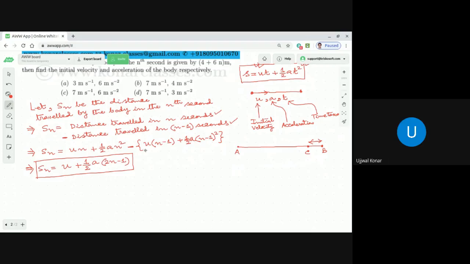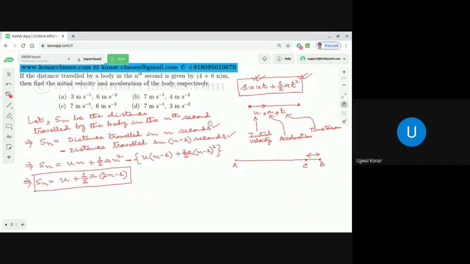Now, dear students, according to the question, what is given is that the distance traveled by a body in the nth second is given by 4 plus 6n in meters, right? So that means, according to the question, Sn is given as 4 plus 6n. Correct or not? Clear or not clear? Yes, sir.